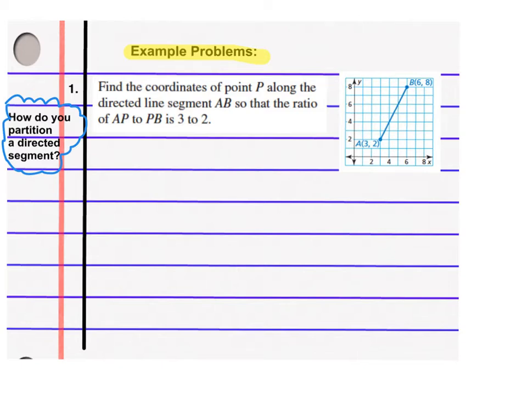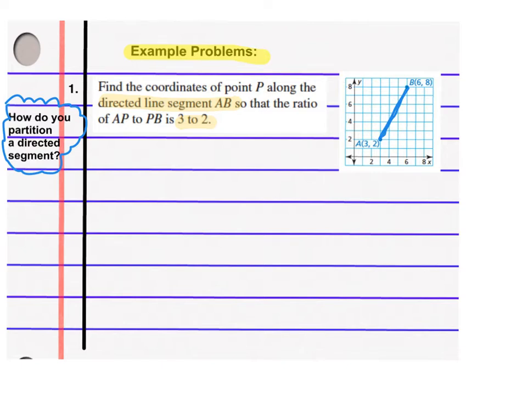So we don't know exactly where, but point P is going to be somewhere on this line. Notice they use the word directed line segment, AB. That means that the direction does matter. We are traveling from A to B, so that the ratio is 3:2. All right, so how are we going to do this?